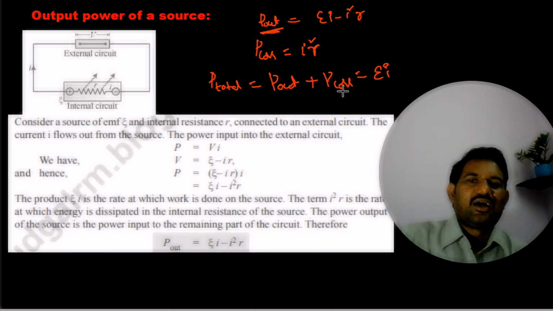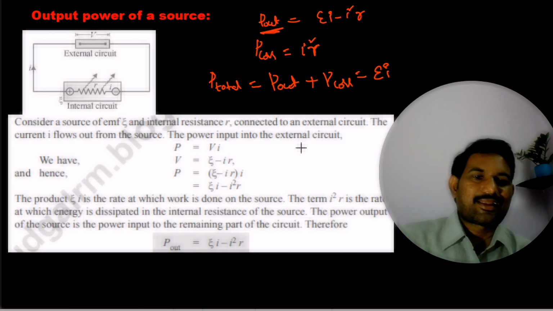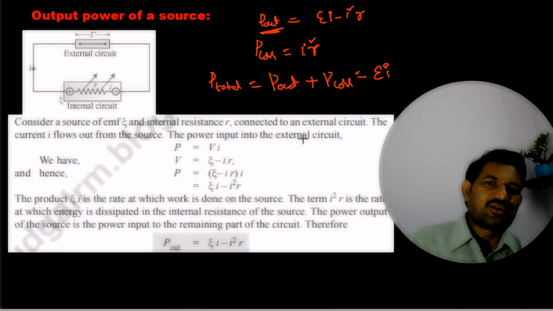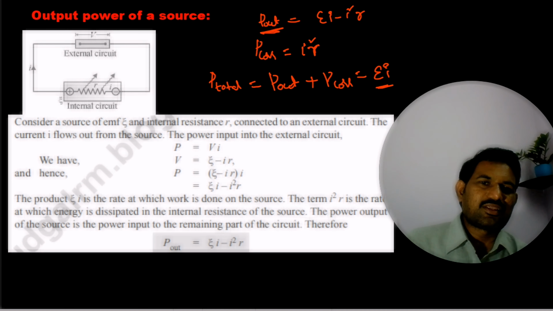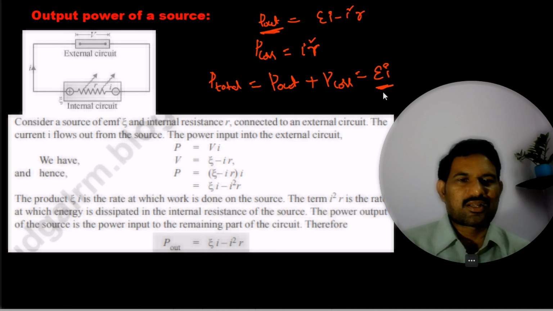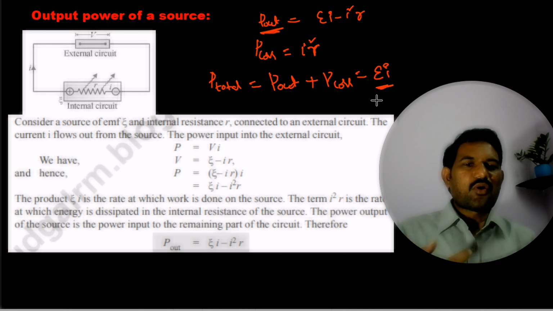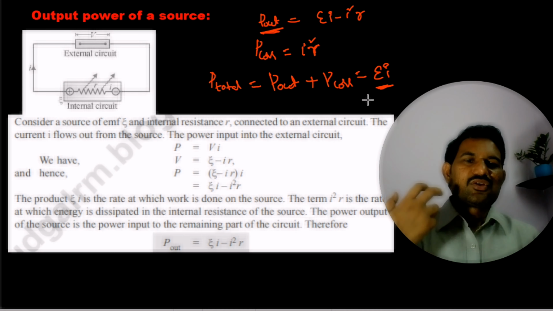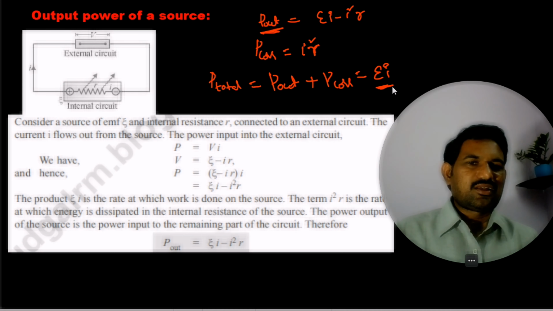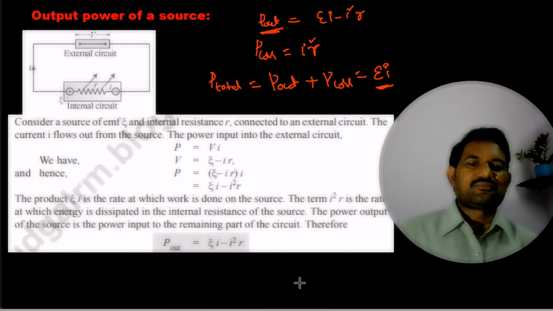Sometimes they may ask the rate at which chemical energy is converting into electrical energy. This is nothing but the total power the cell is delivering, so the chemical energy is converting at that rate. So we need to write EI.